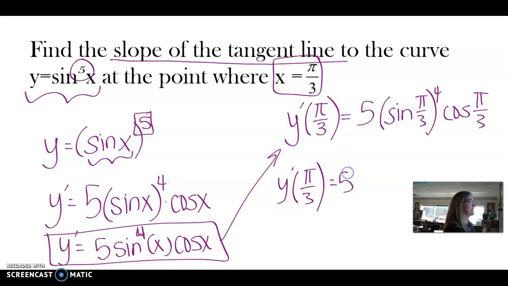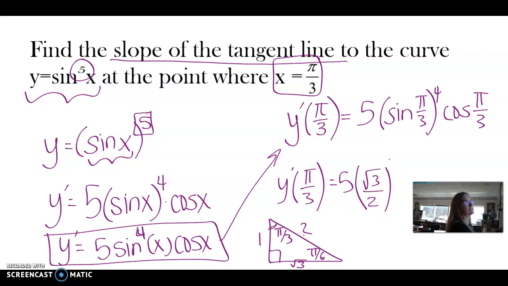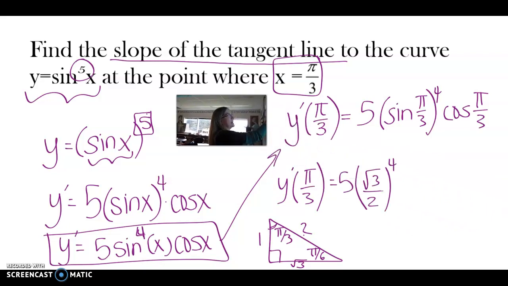So I have 5 sine of pi over 3. If this is a 30, 60, 90 triangle, which is 30 degrees, remember, is pi over 6 radians, 60 is pi over 3. What is the sine? The ratio of the sides would look like this. What is the sine of pi over 3? Well, it's the opposite over the hypotenuse, so it's the square root of 3 over 2, and raise that to the 4th power. And then we're going to multiply that by cosine of pi over 3, which is adjacent over hypotenuse, so that is 1/2.